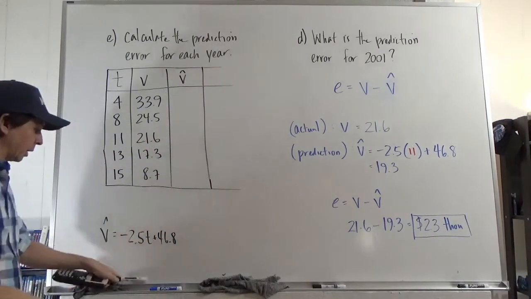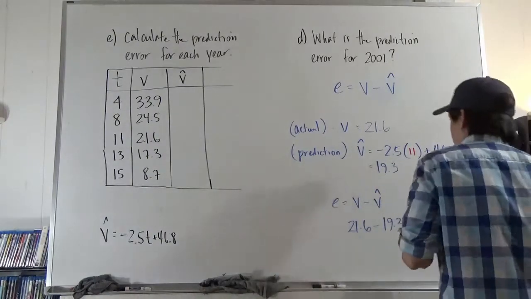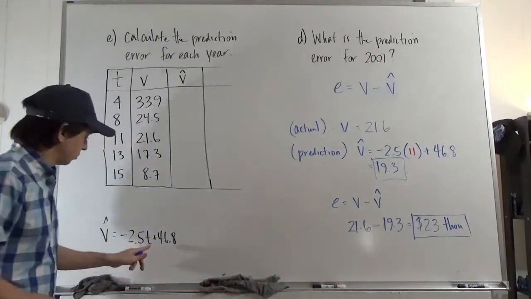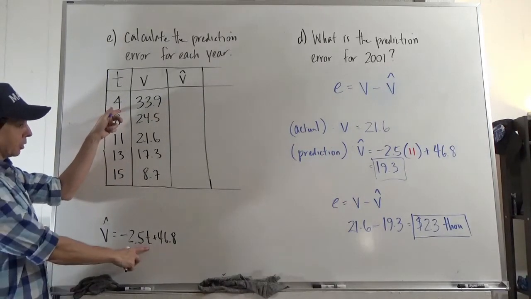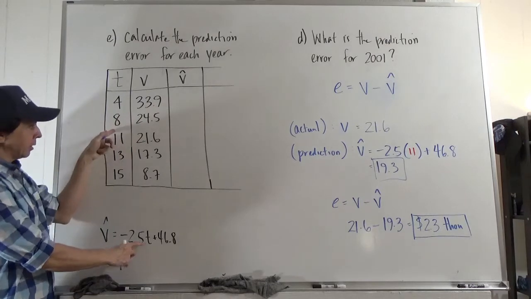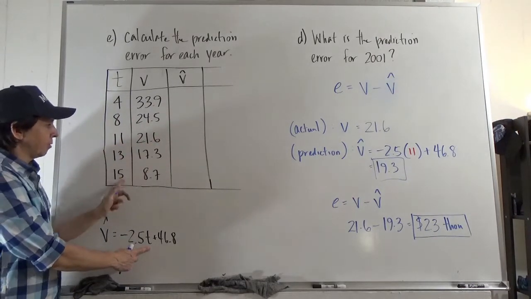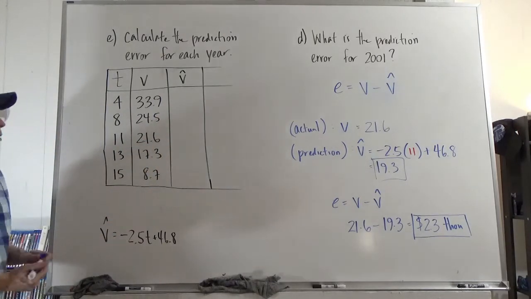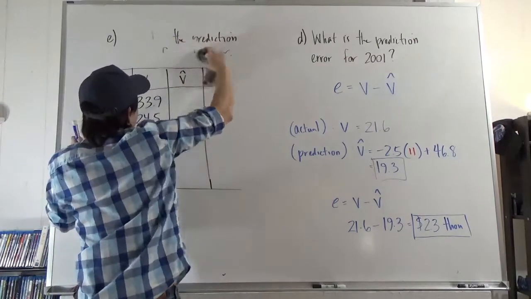Let's think about how we're going to do that. How do we do it over here? Here's my V hat right here. How did I get that? I used this equation. And what do I do with the equation? I plug in each T. So I want to take 4 and plug it in there to get V hat. I want to take 8 and plug it in here to get V hat. 11, plug it in there. 13 and 15 into there to get all 5 V hats. They're all different. Okay, and I should space up here for my formulas, but you got that down.